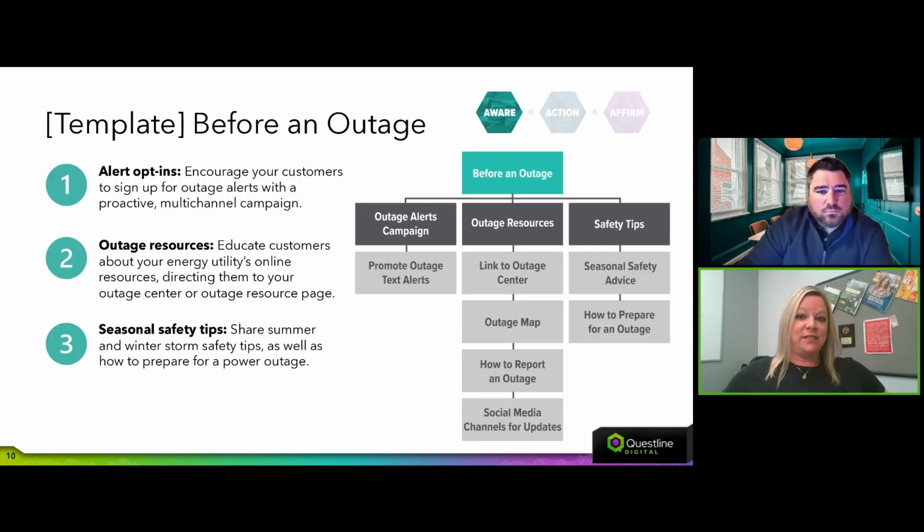This slide demonstrates a lot of what I was just discussing in the previous slide. Before an outage, you need to focus on 3 main areas. Outage alerts, to encourage people to sign up for multi-channel alert campaigns. Outage resources, what customers need to know during the outage and what you have available to them. And safety tips, especially as it relates to seasonality.